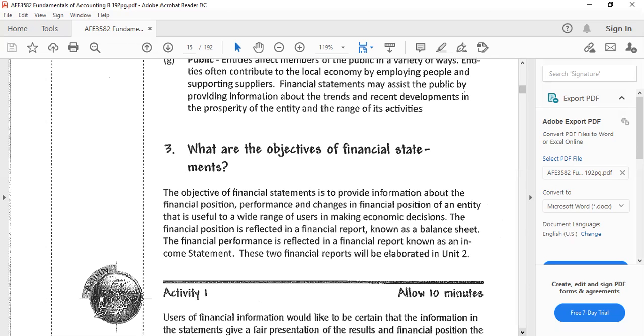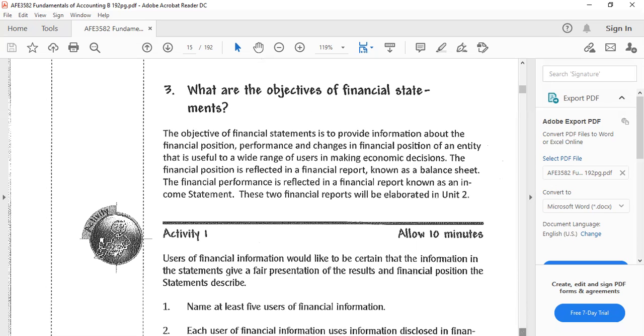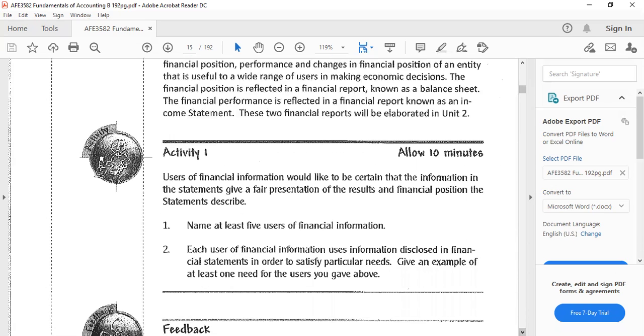So the financial position is reflected in a financial report known as a balance sheet, while the financial performance is reflected in a financial report known as an income statement. So if you're asked to give the objectives of financial statements, you should be able to give them.